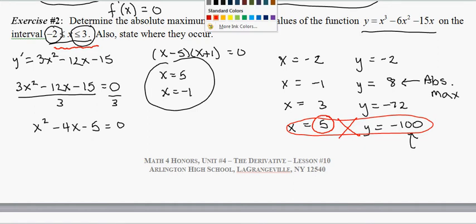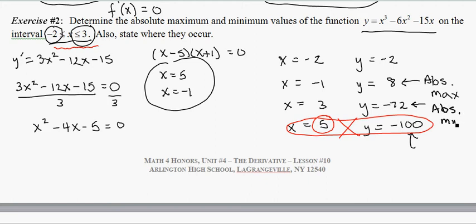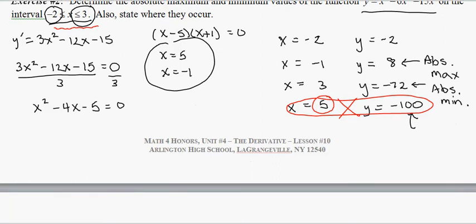Right? All we're doing ultimately when we do a problem like this is we're saying, as x goes from negative 2 to positive 3, what is the largest and smallest y value? Well, the largest y value that we hit was 8. But the smallest y value we hit was negative 72. And negative 100 is never hit because x equals 5 is not in the interval. Always keep your interval front and center.